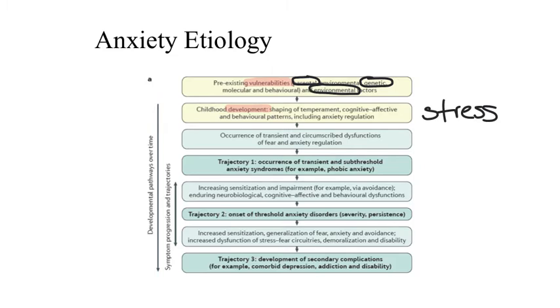Over the course of development and with an existing level of vulnerability, individuals will begin to develop transient and subthreshold anxiety syndromes, like specific phobias. If those symptoms are reinforced, they can be enhanced and become more severe over time, where eventually there's the onset of threshold or clinical level anxiety disorder. Eventually, this can lead to the development of secondary complications like other comorbid disease states.